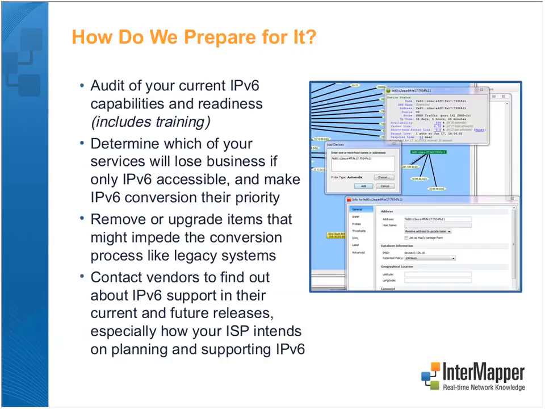How do we prepare for it? The first and foremost thing you want to do to prepare for the IPv6 transition is to have an audit of your current IPv6 capabilities and readiness. What that means is you take a look at your infrastructure holistically. You take a look at your staff and make sure that they are prepared, they understand what it means and what it takes to move to that next level, that next protocol. You also want to determine which of your services will lose business if only version 6 is accessible, and make sure that conversion is a priority.